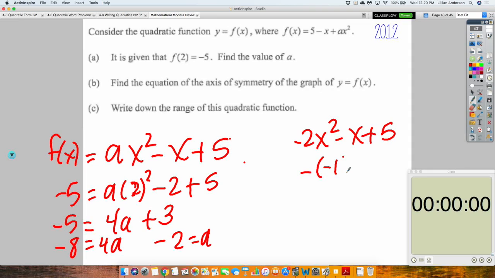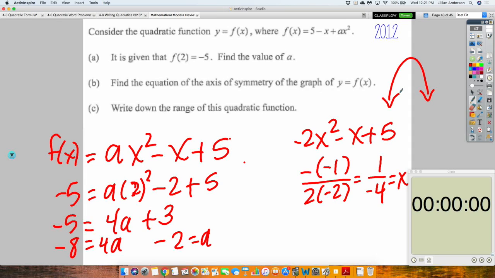All right. Consider the quadratic equation. It is written backwards, so if you wanted to, you could have turned it and written it forwards. Okay? It says, given that f of 2 is -5, to find a, you would have had to plug in 2 for x and -5 for y to solve. That's -5 equals 4a plus 3. Subtract over 3. A should have been -2. So your equation is -2x squared minus x plus 5.